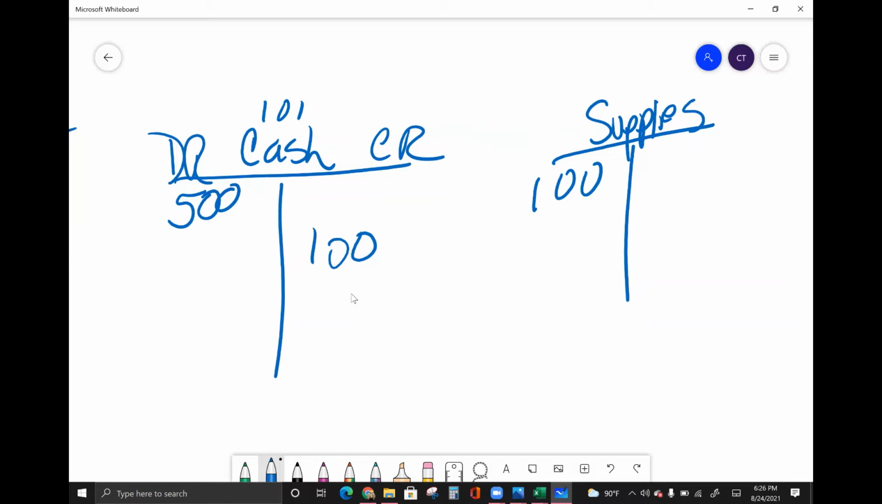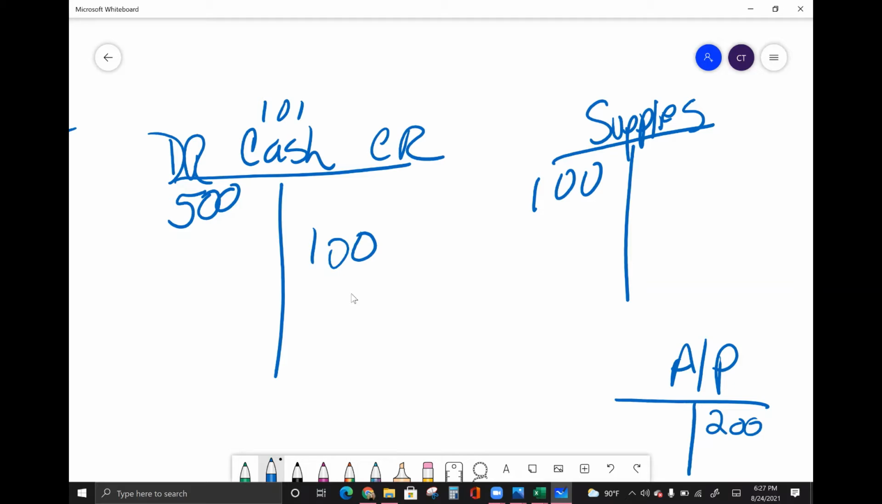A payable. I'm liable to pay in the future. It's called an accounts payable. I have an account that's payable in the future. So it's a liability. I'm liable to pay that in the future. So let's say I have accounts payable and I have, let's say, 200 of supplies. I'm increasing accounts payable by $200. It's a liability account, so it's going to be a credit. Credit means I'm increasing a liability account.